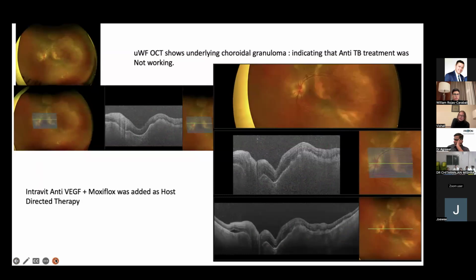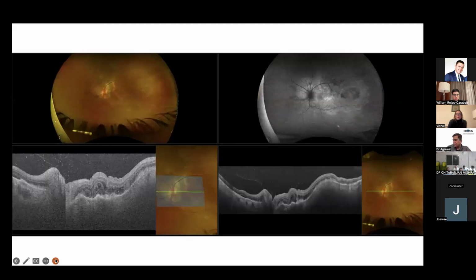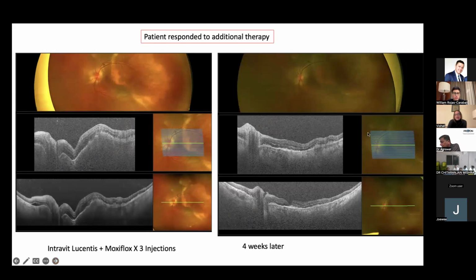When we did OCT, it shows an underlying choroidal granuloma. So this bump in the choroid is important because this indicates that probably whatever TB treatment we were giving is not working. So we did add adjunct therapy, which was host-directed therapy in the form of intravitreal anti-VEGF and moxifloxacin. And you can see the lesion over a period of time starting to respond. And this is the last follow-up where he responded to additional injections of therapy.